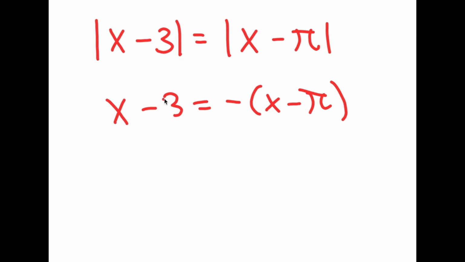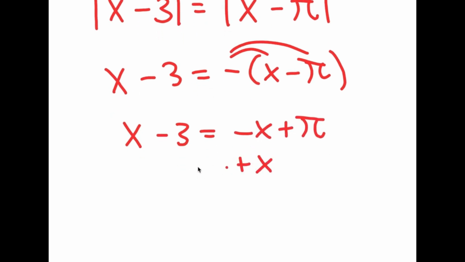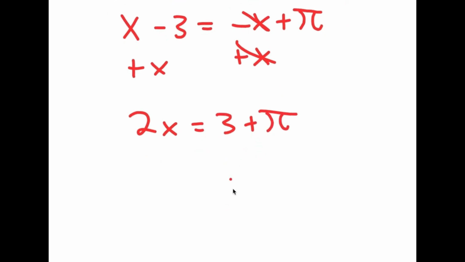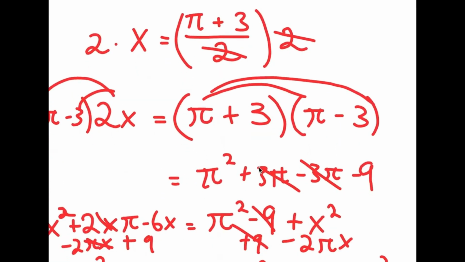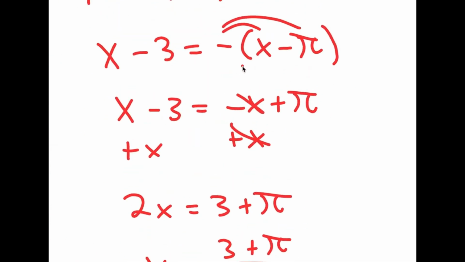So if we want to solve x minus 3 is equal to negative x minus pi, we're going to have to first distribute the negative sign. So I get x minus 3 is equal to negative x plus pi. So now if I add x on both sides, these two cancel out. So I get 2x is equal to 3 plus pi. And x is equal to 3 plus pi over 2, which, going back, is what we started with. So there you have it.